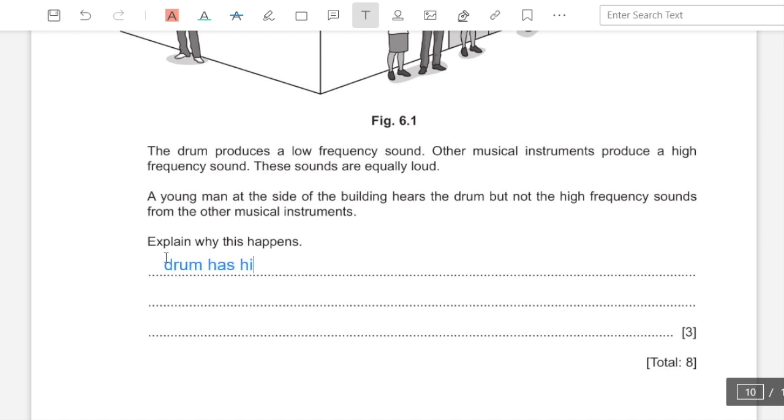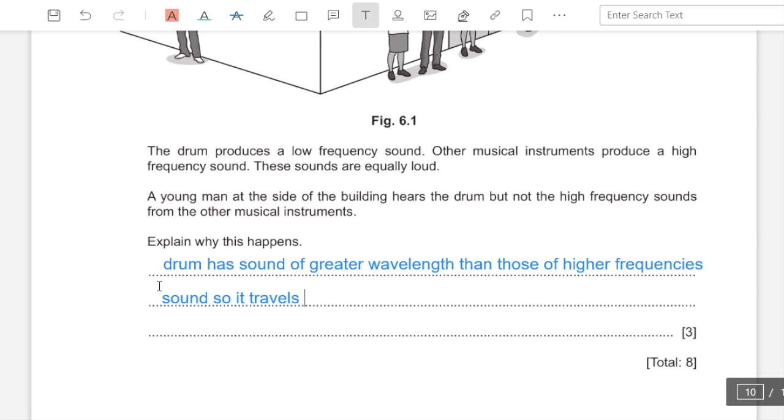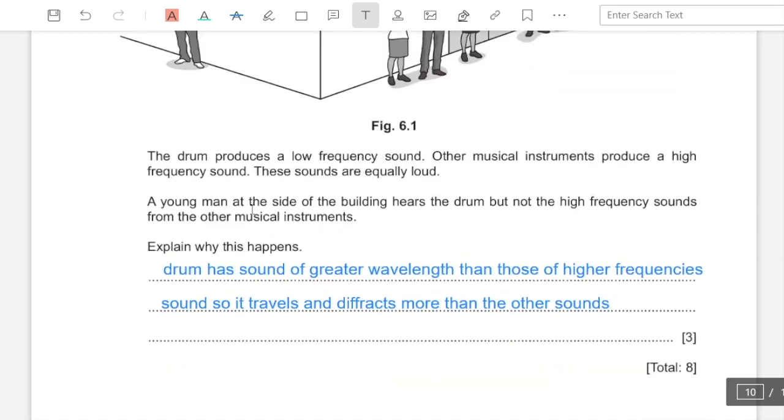Drum has high wavelength sound. Instead of saying spreading, I'm going to be using the term diffraction. So it diffracts more. And that's it.